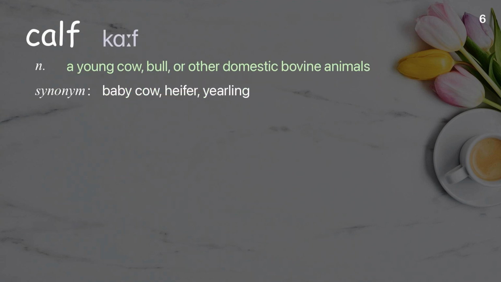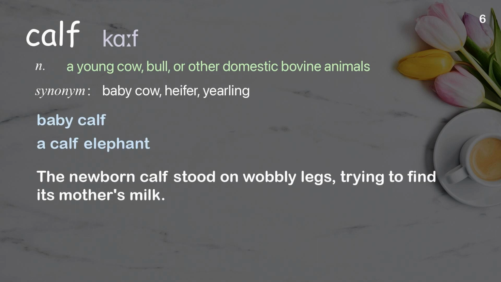Calf. A young cow, bull, or other domestic bovine animal. Examples: Baby calf. A calf elephant. The newborn calf stood on wobbly legs, trying to find its mother's milk.